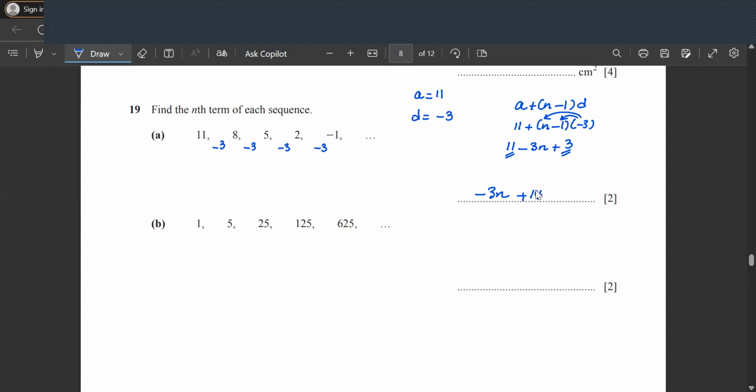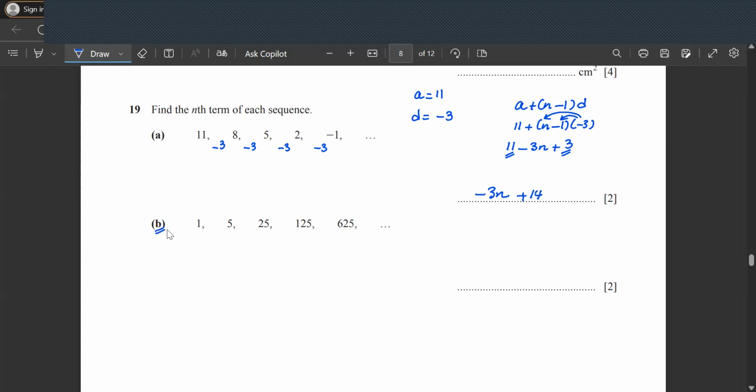Any problem? Yeah, tell me. A different, shorter way to solve, will I still get all the marks? Yes. My way is to find the difference, which is minus 3n, and then you go to 11 and just add 3 to it, which is 14. Yes, you can.